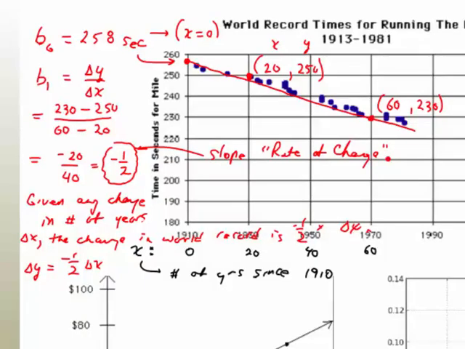Okay, put it all together, and you get the equation of this line. So what's the equation of this line? Y equals 258 minus 1/2 x. Okay, any questions on that stuff?